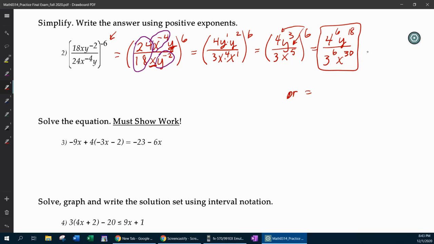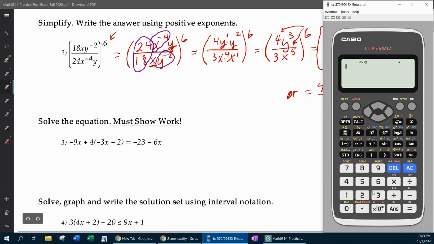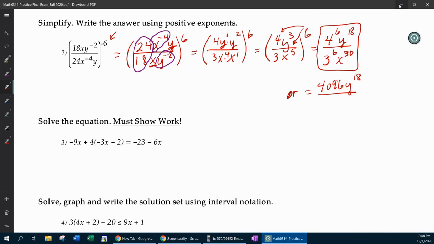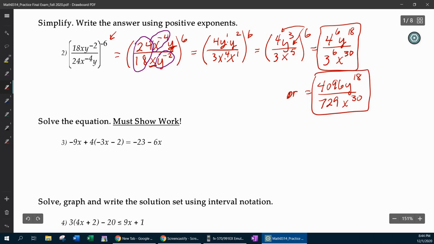Or you could have 4096 y to the 18th over whatever 3 to the 6th is. 3 to the 6th, 729. X to the 30th. This answer would also be acceptable.